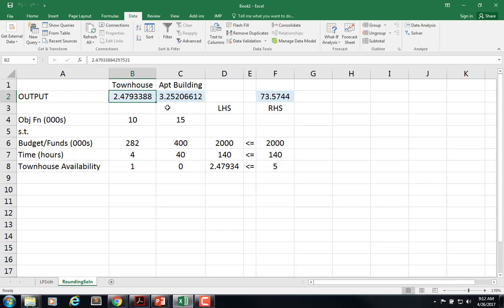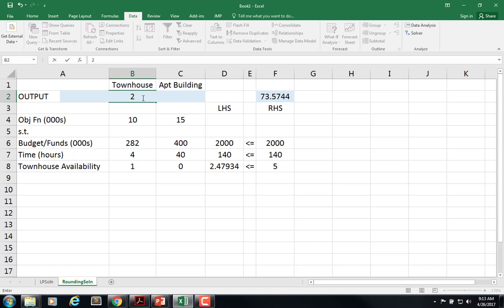The first thing we have to do when we round is make sure we stay feasible, which means it meets all of the constraints at the same time. So right now, townhouse availability does not seem to be the binding constraint, right? We're doing 2.47, we have 5. What's binding us are these two, budget and time, all right? So a feasible solution would be, in this case, to round both of them down to the nearest integer, so a 2 and a 3. So let's do that.